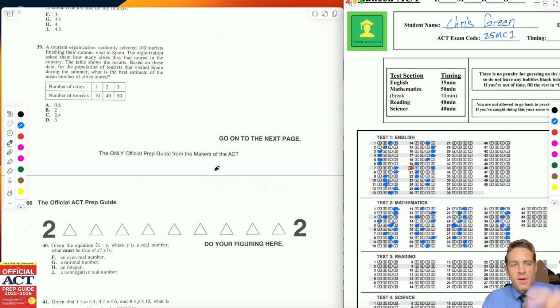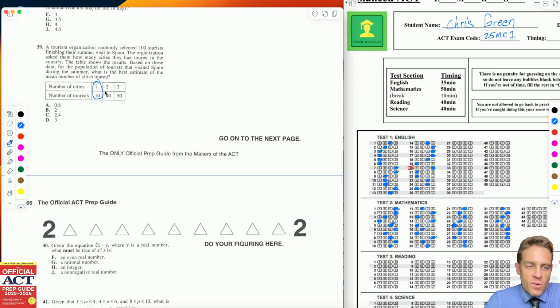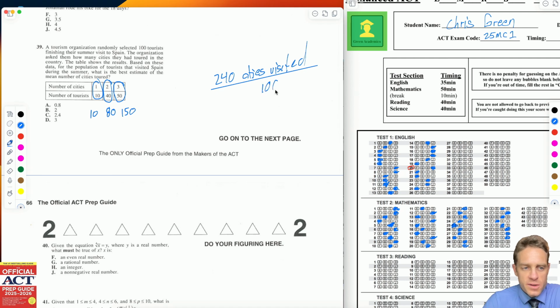The mean. Well, it's actually very similar to the one right above, right? So there are 10 people who visited 1, which means those add up to 10. 40 people who visited 2 each, so those add up to 80. And then 50 people who visited 3 each, which those add up to 150. So 10 and 80 is 90, plus 150 is 240. So it's 240, I guess I'm going to say, cities visited. And then the number of people is 100, which makes the answer 2.4.